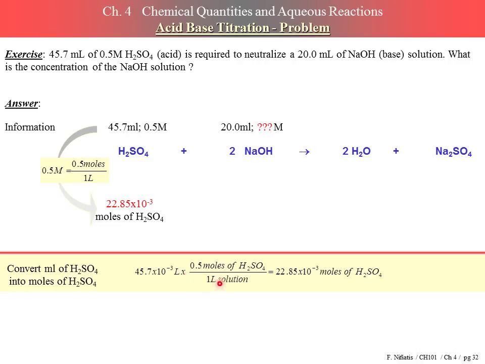Liters from here and liters from here will be deleted. The only unit that we have is moles of sulfuric acid, so this times this gives 22.85 times 10 to the minus 3 moles of sulfuric acid. Now, from the moles of sulfuric acid, I will need to go to the moles of sodium hydroxide. I will use the stoichiometric equation.